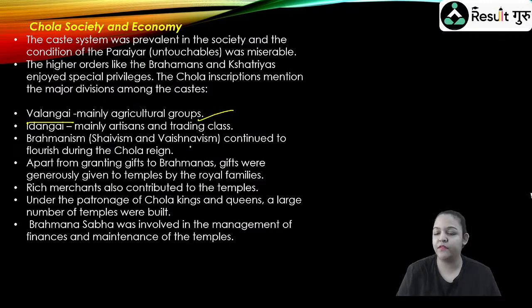Brahmanism, Shaivism and Vaishnavism, both are included. They obviously continued to reign, continued to flourish and hold a lot of importance in the Chola dynasty. Apart from granting gifts to Brahmins, gifts were generously given to temples by the royal families. I've already told you that they would give land grants to the temples also. They have been some of the great patrons of a lot of beautiful temples. Rich merchants also contributed to the temples. Under the patronage of the Chola kings and queens, a large number of temples have been constructed.